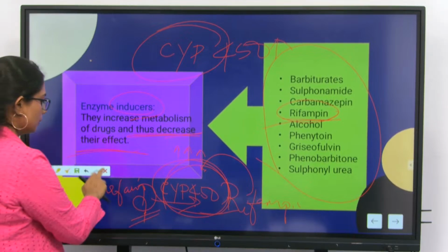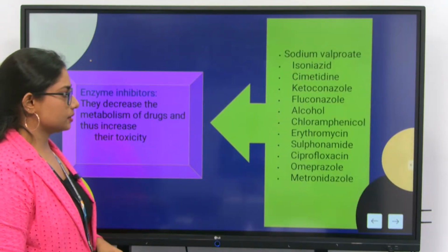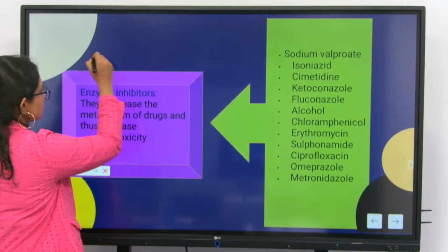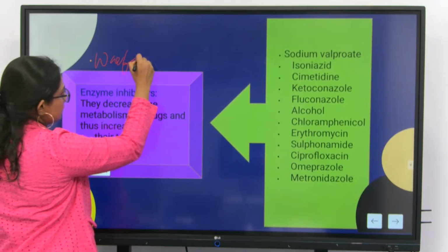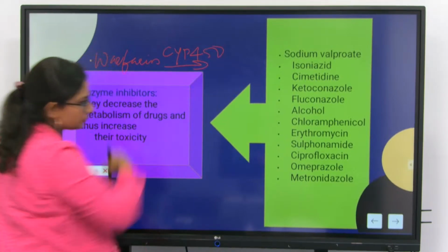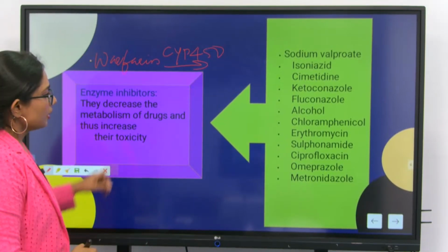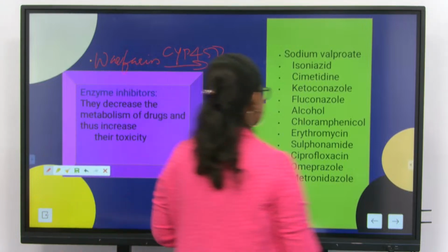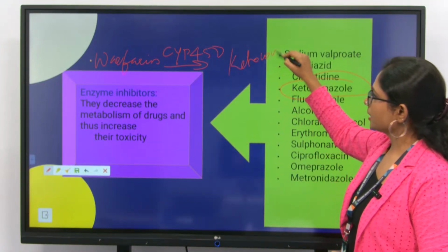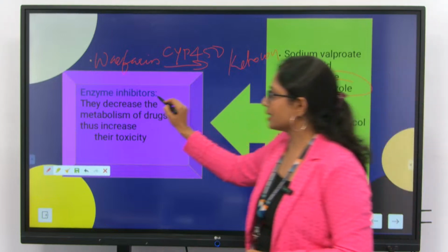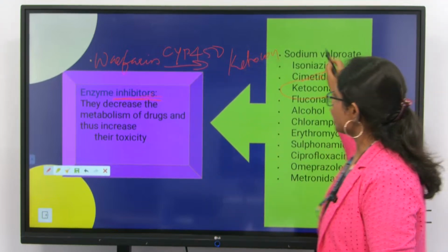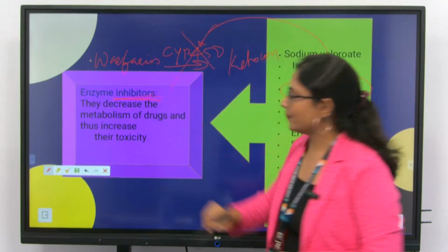Now, there are inhibitors. I'll take warfarin again. If a patient is on warfarin, it is normally metabolized by the CYP450 enzyme. If the patient has a fungal infection and the doctor prescribes ketoconazole, ketoconazole is an inhibitor of this enzyme. So when we give ketoconazole, it will inhibit this CYP enzyme.